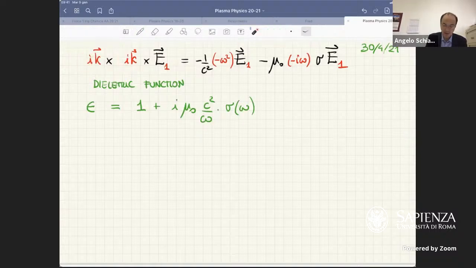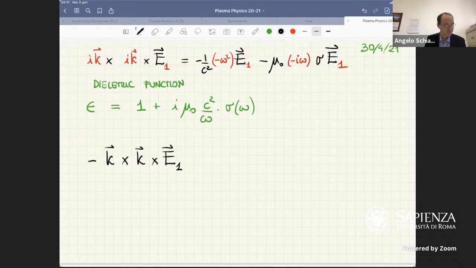Okay, if we use this dielectric function, then we can write our equation as, this is becoming minus. So i squared makes minus, then we have the vector product of k, the wave number, times k times the electric field perturbation is equal to, we can collect an omega over c squared factor in front of it, and then the other two terms become the dielectric function epsilon times the amplitude of the electric field perturbation.